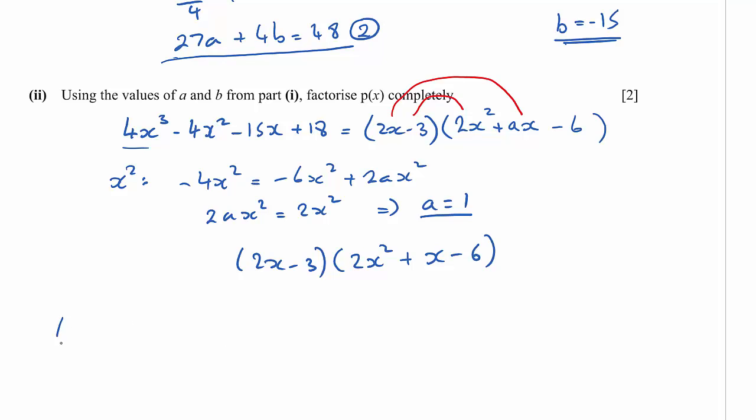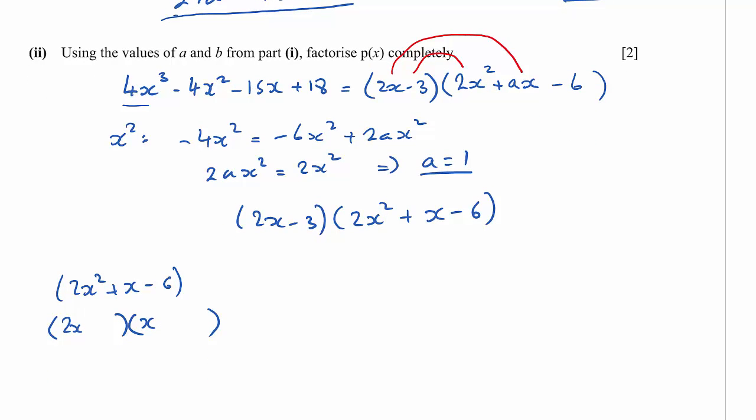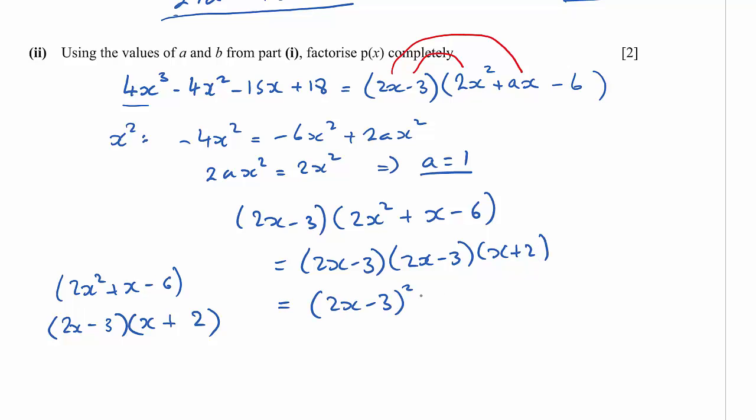So 2x squared plus x take away 6. Let's see what we can do with that. So 2x and x it would have to be, because 2 is a prime. And then we want to try and get a single x. So I've put 2 there and a 3 there. Make this one a plus and this one a minus. Pretty sure that does it. So that's equal to 2x minus 3, 2x minus 3, x plus 2, which is 2x minus 3 squared, x plus 2.